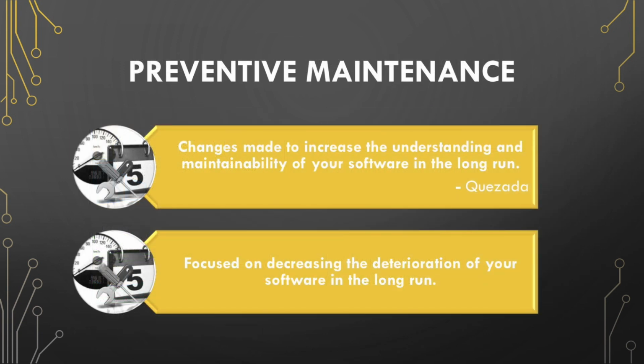The final type of software maintenance that we will discuss in this video is preventive maintenance. Preventive maintenance refers to changes made to increase the understanding and maintainability of your software in the long run. Preventive maintenance is also focused on decreasing the deterioration of your software in the long run. Restructuring code, optimizing code, and updating documentation are common preventive maintenance changes. Executing preventive maintenance reduces the amount of unpredictable effects that software can have in the long run. It also helps the software to become more scalable, stable, understandable, and maintainable.